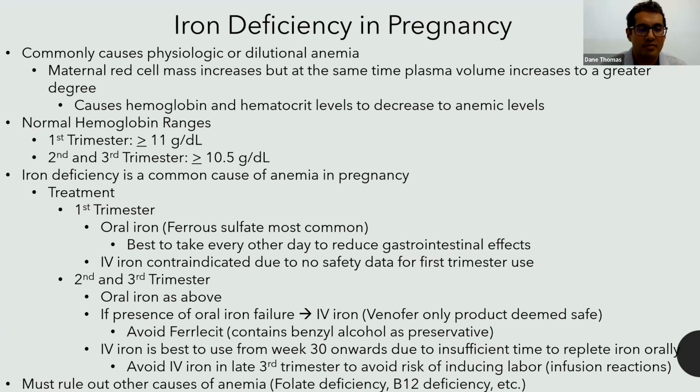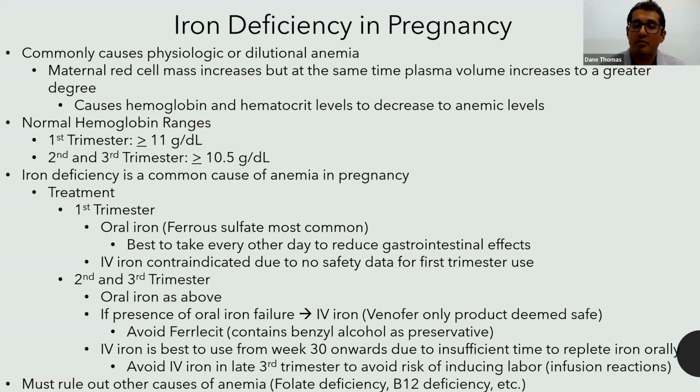In the first trimester, oral iron supplementation is best used every other day to reduce gastrointestinal effects. Ferrous sulfate is most commonly used in pregnancy. IV iron is definitely contraindicated due to no safety data for first trimester use. In second and third trimester, patients can continue taking oral iron supplementation as above. If the patient has evidence of oral iron failure, they can receive IV iron during these trimesters.